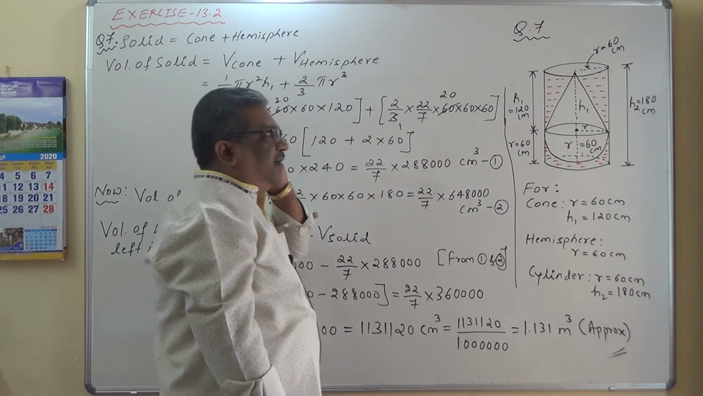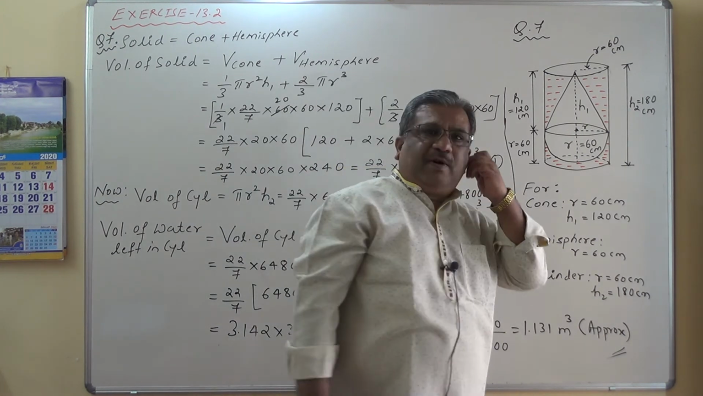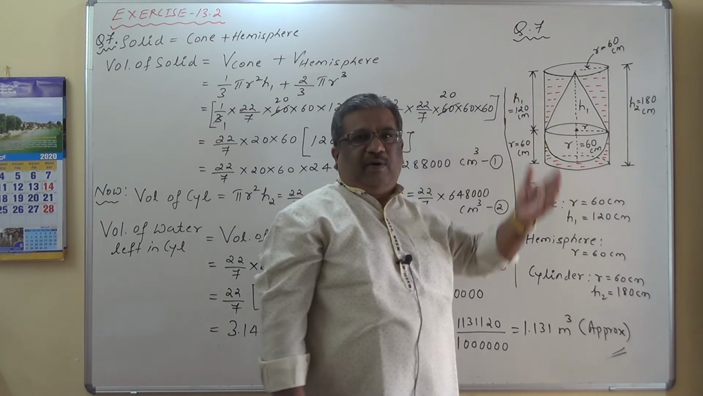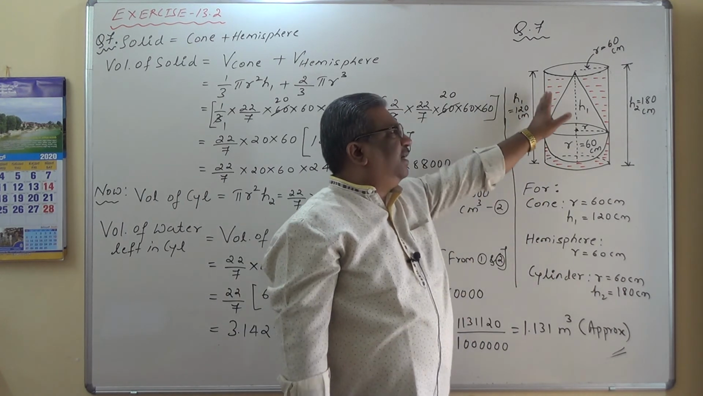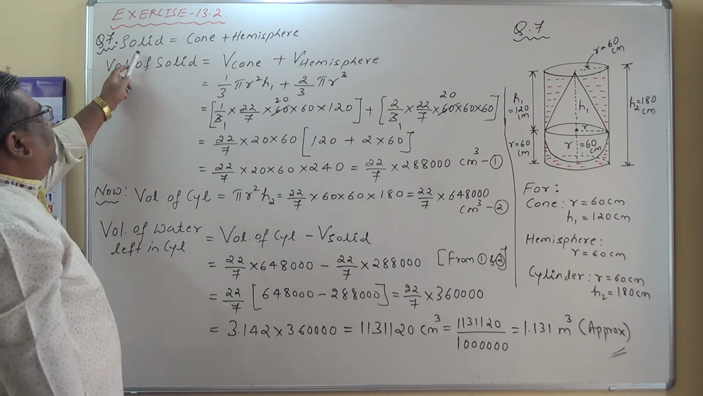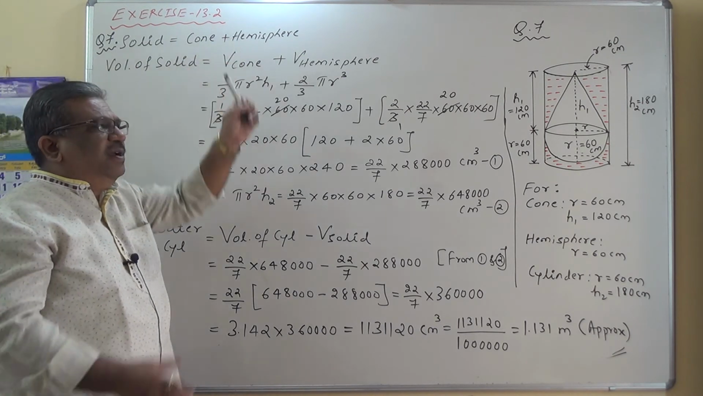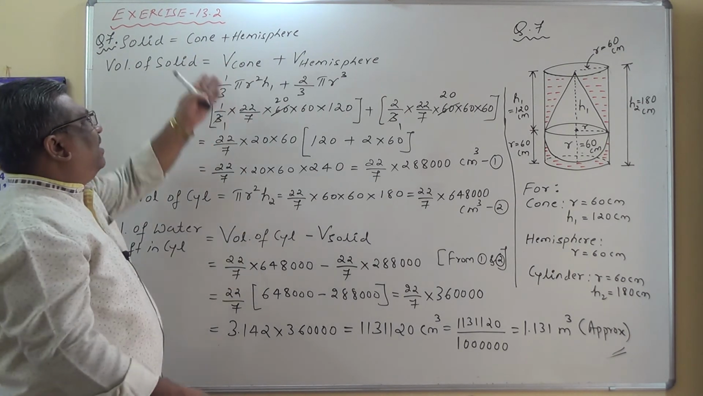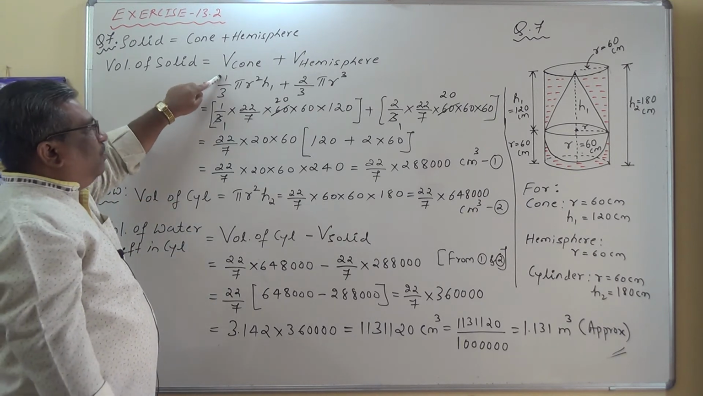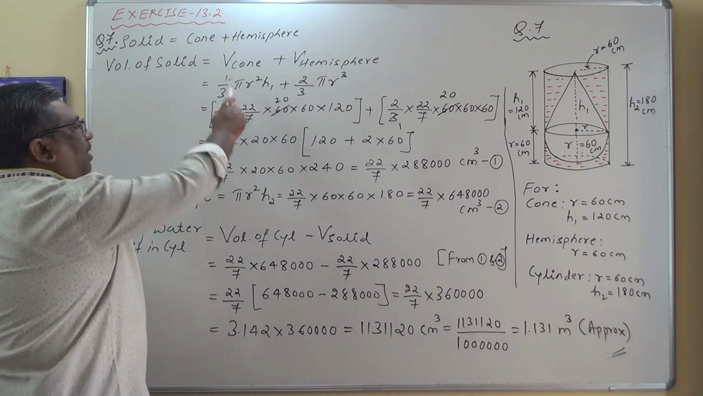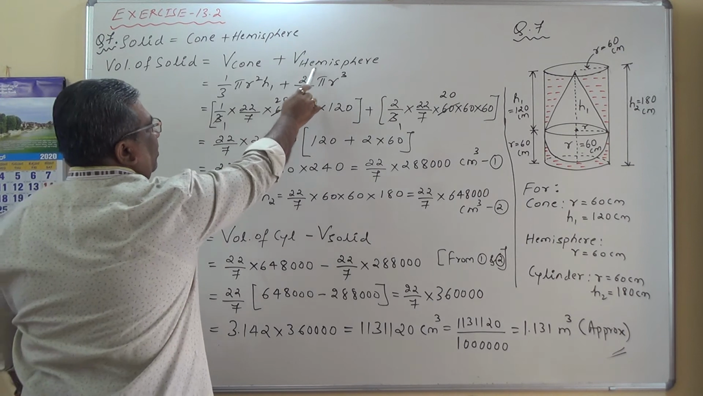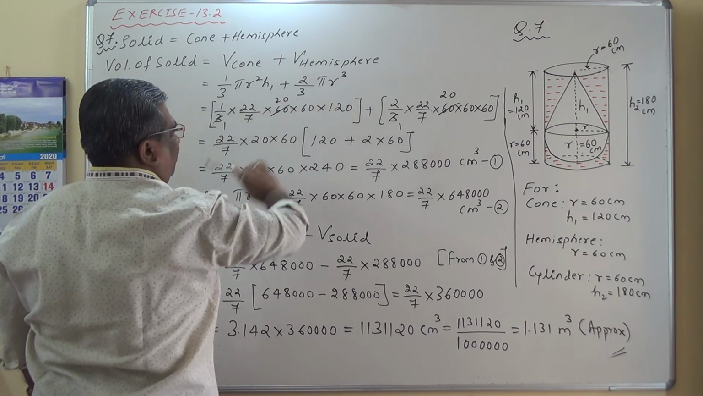Now, as I said, how do you calculate the volume of the water left inside the cylinder? Volume of the cylinder minus volume of the solid gives you the volume of the water that is left inside the cylinder. So let us find out first the volume of solid. The solid consists of cone plus hemisphere. Conical part plus hemispherical part, but directly I can write cone and hemisphere. So volume of the solid is volume of the cone plus volume of hemisphere. Volume of cone is 1/3 pi r square h1 plus volume of hemisphere is 2/3 pi r cube.